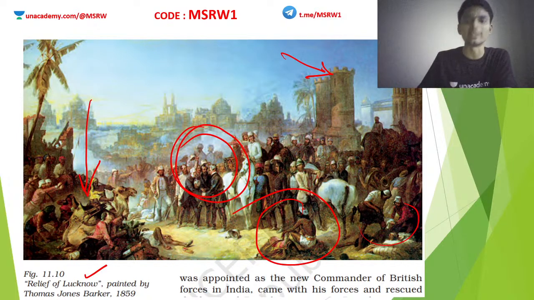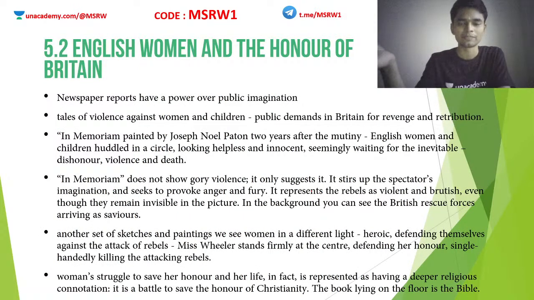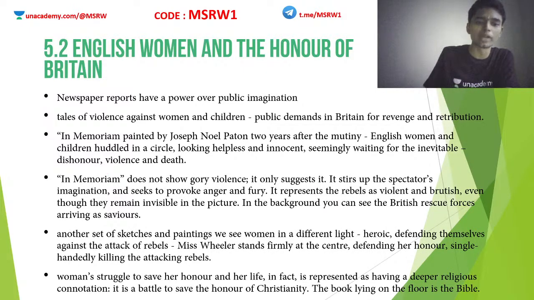So this is the painting, with the center figures being the heroes of Britain: Colin Campbell, James Outram and Henry Havelock. These kinds of paintings actually appealed to the emotions of British people, so these generals became heroes overnight. We have more paintings to look at. Another painting that we are going to look at is known as In Memoriam.